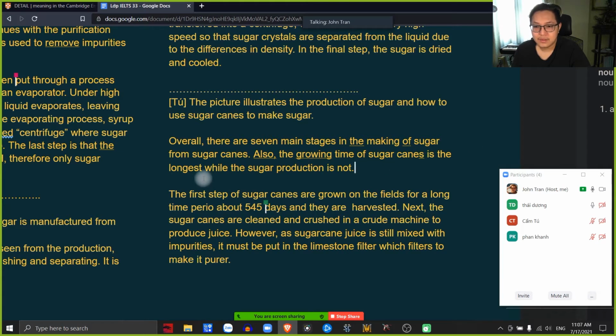Is the longest, while the sugar production is not. Cái quá trình trồng, cái thời gian trồng sugarcane là dài nhất, trong khi cái sự sản xuất đường thì không có như vậy. While the sugar production is not. Okay, good. Okay.